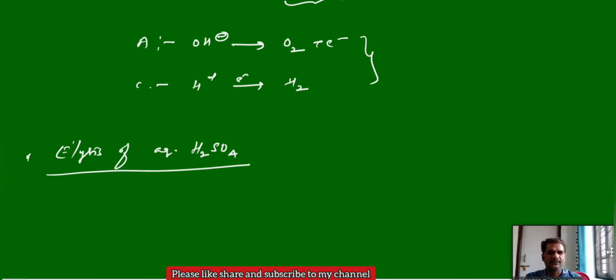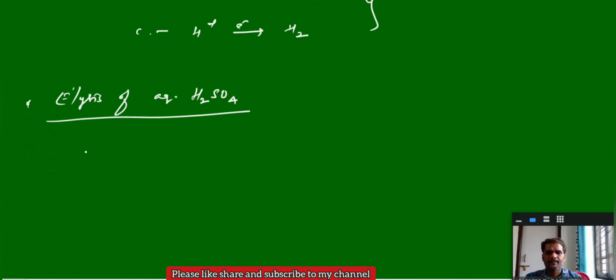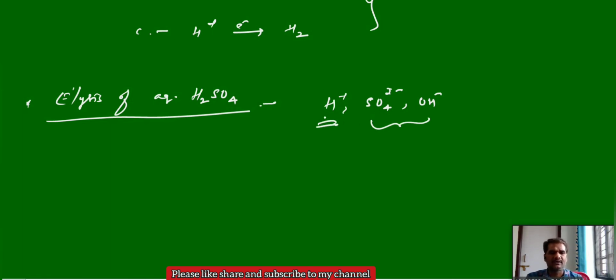The last one, electrolysis of aqueous sulfuric acid. This is the electrolysis of aqueous sulfuric acid. Again, sulfuric acid has ions H plus, SO4 2 minus and OH minus. Only we have the competition between the OH minus and SO4 2 minus, and the cation is constant. Only one H plus is there. So at cathode, hydrogen liberates in all the cases, but at anode what happens?